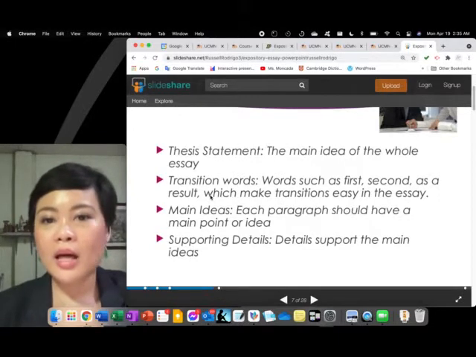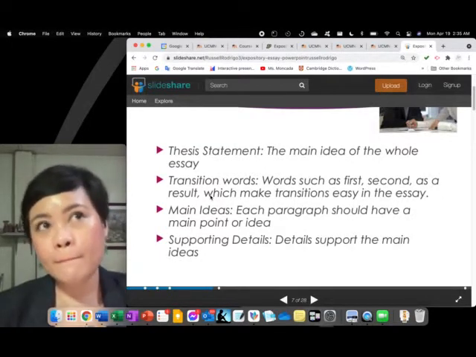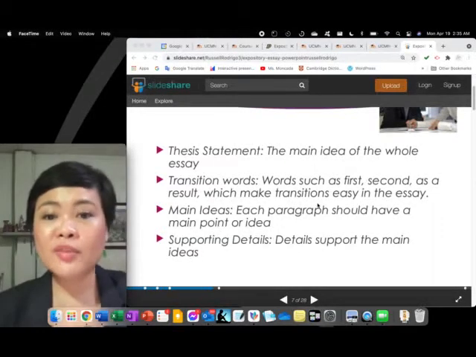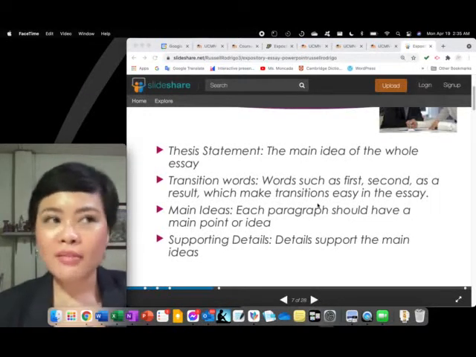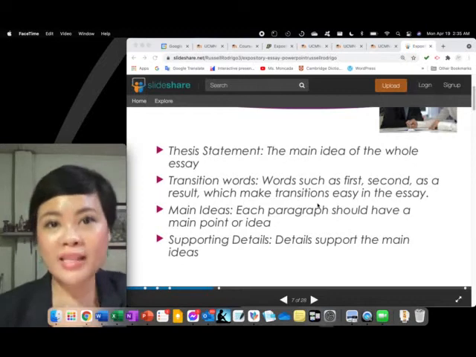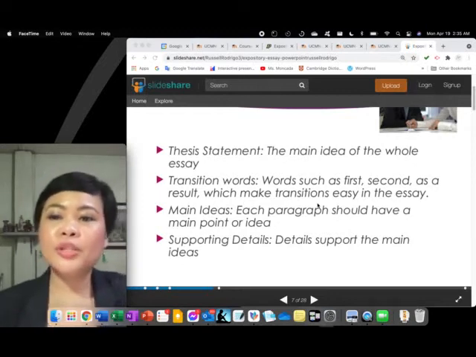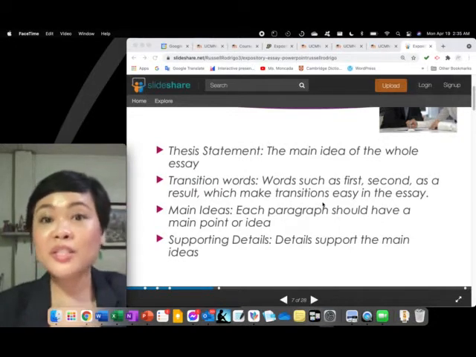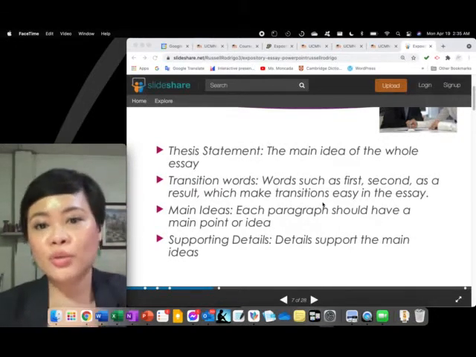And then you should make use of transition words to make your essay more logical and make it easy to follow. So you can use words such as first, second, as a result, furthermore, moreover, in conclusion, phrases like that. So you can actually Google about transition words, so you will have lots of options, but make sure to use the right one.